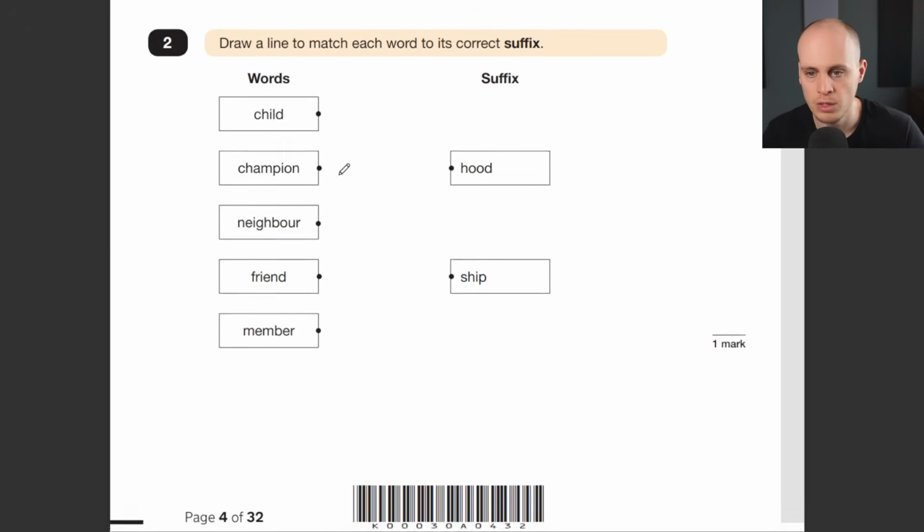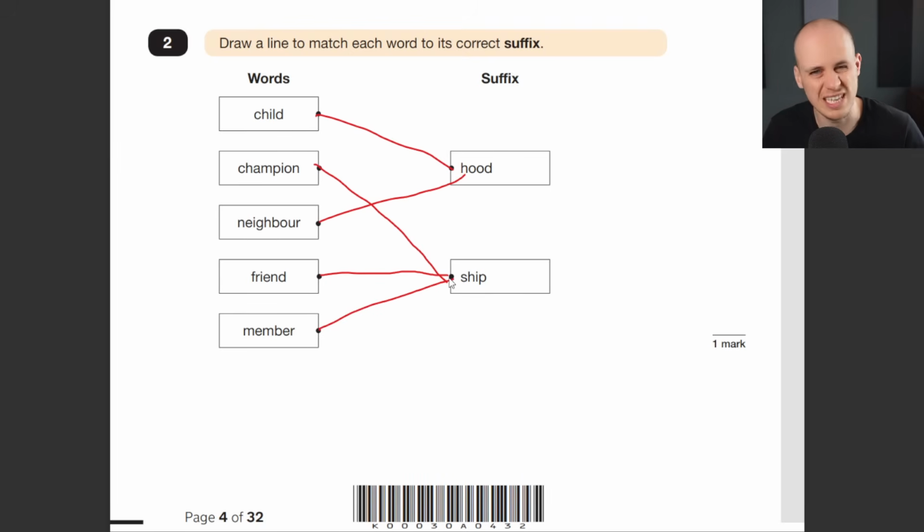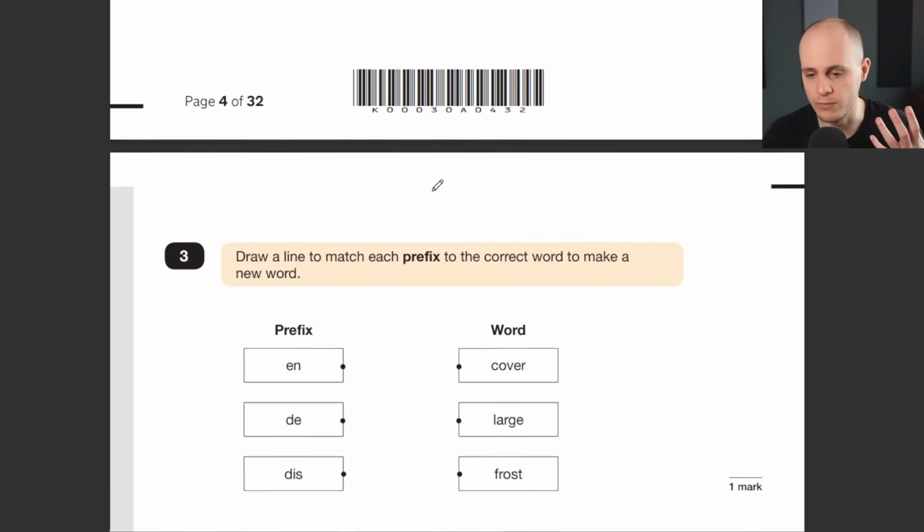Number 2, draw a line to match each word to its correct suffix. Okay, think about this. There's only 2 suffixes. We can just test them all. Childhood or childship? Childhood makes sense. Championhood, championship. That makes sense. Neighborhood, neighborship. Neighborhood. Some of them are quite funny. Friendhood or friendship? Friendship. And finally, memberhood or membership? Membership. So when you just say them out loud or say them in your head, explore all the options. That way it's really obvious you can't fall into a trap.